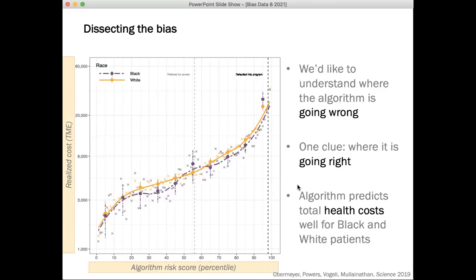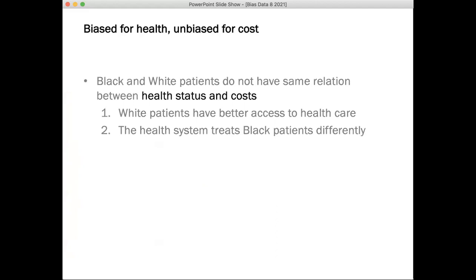And now you can see that actually the algorithm is predicting total healthcare costs very well and without bias for both Black and white patients. So now these lines are on top of each other. This y-axis is actually a log scale. So it's predicting cost extremely well for Black and white patients alike. So what does that mean? Well, it means that the algorithm is biased when it's predicting health, but unbiased when it's predicting cost. There's only one explanation for that, which is that Black and white patients don't have the same relationship between their health and their costs.